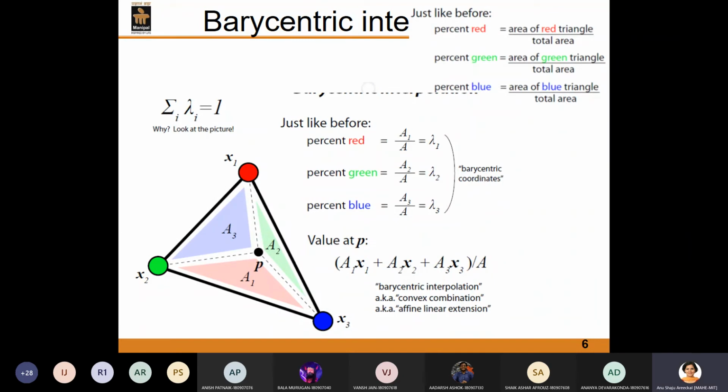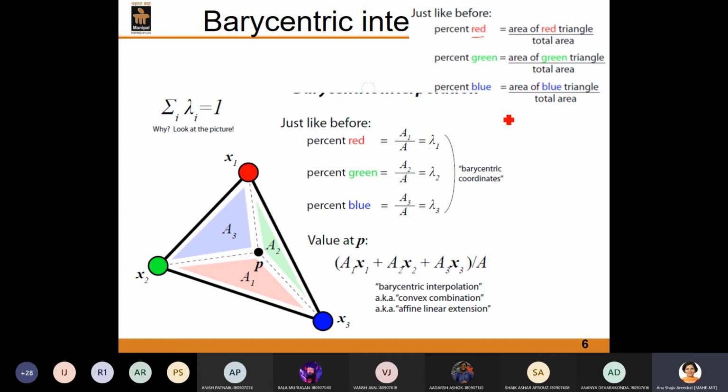So mathematically, this is how we can try to express this. As I said earlier, we are taking the ratio of the areas. So the percentage red is the ratio of the area of the red triangle, that is this particular red triangle A1, divided by the total area. Let's say the total area is given by A. So the percentage red is A1 by A, and you can denote that using another variable, say lambda1.